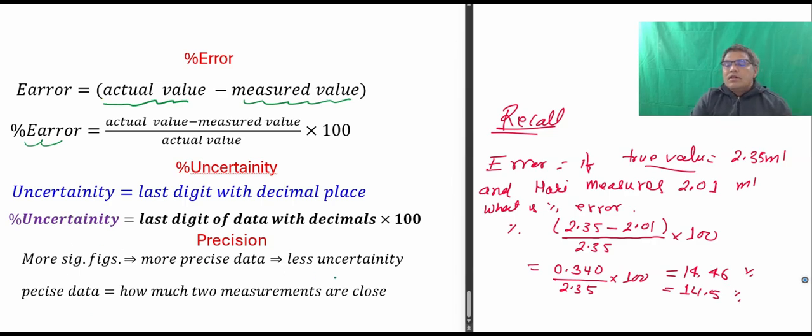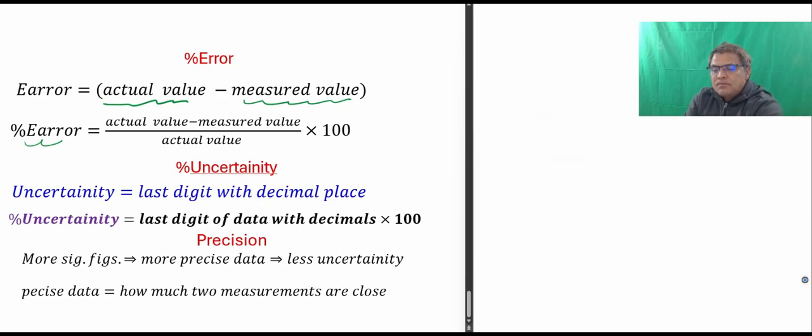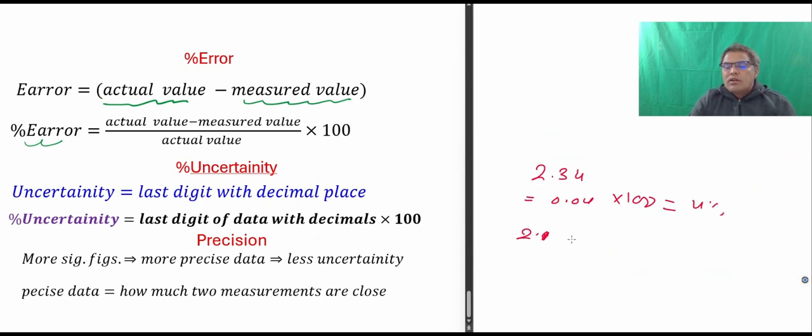Similarly, percentage uncertainty means the total uncertainty divided by the actual value of your measurement, times 100. Or just use the last digit and multiply it by 100. For example, say you have 2.34. What is the last digit? 0.04. Multiply that by 100, that is 4%. Now 2.1, what is the last digit? 0.1. Multiply that by 100, that equals 10%. It has 10% uncertainty.